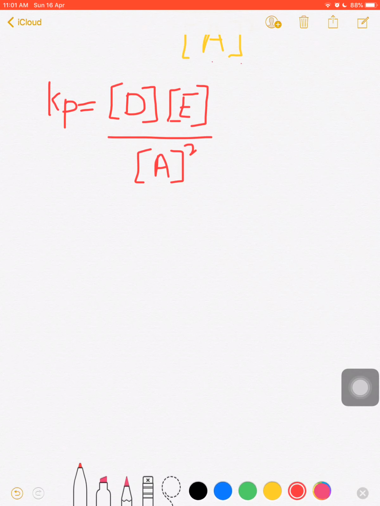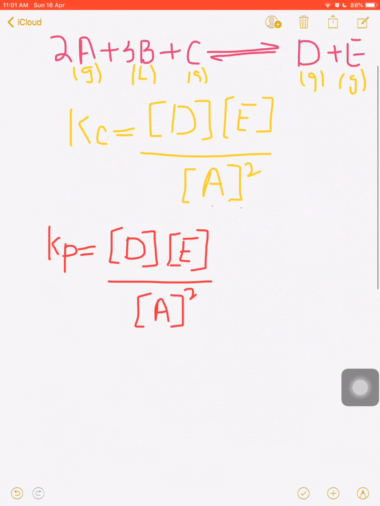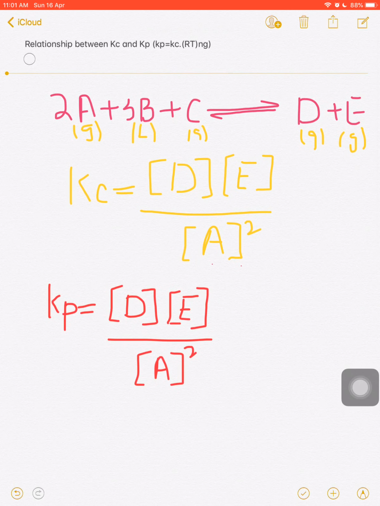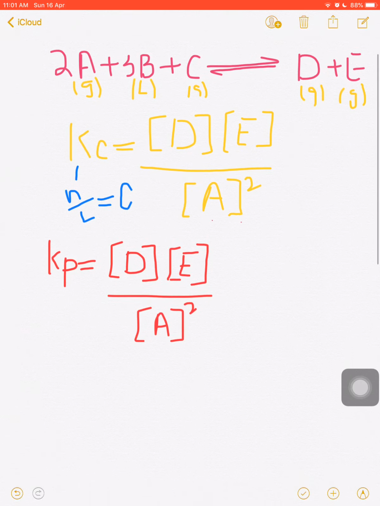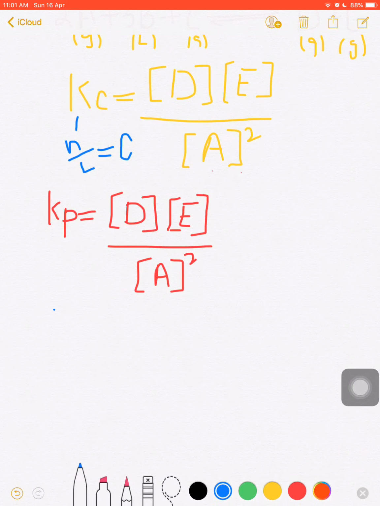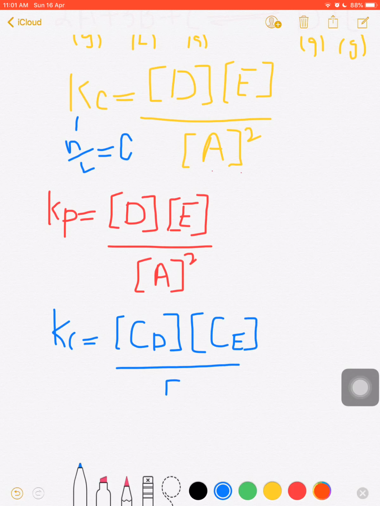Now we know that we always put this Kc in terms of mole per liter, right? Let's name this mole per liter as C. So we can write this as Kc is equal to concentration of D, concentration of E upon concentration of A squared, like this, right?